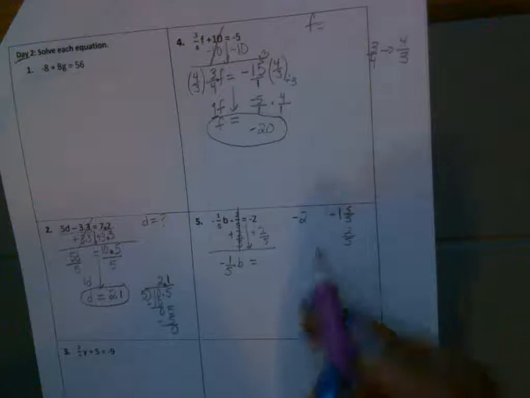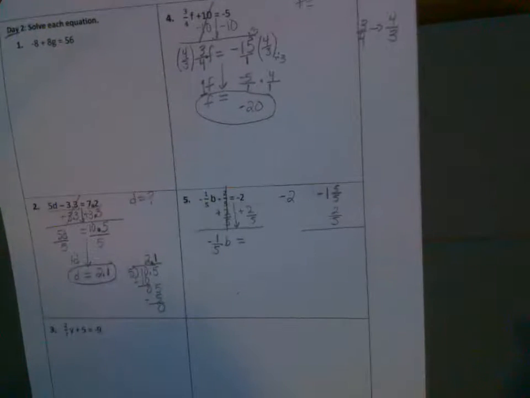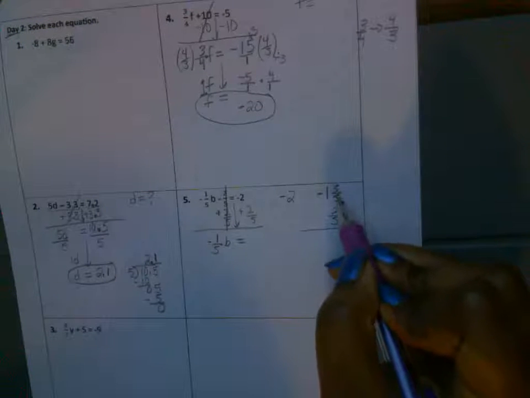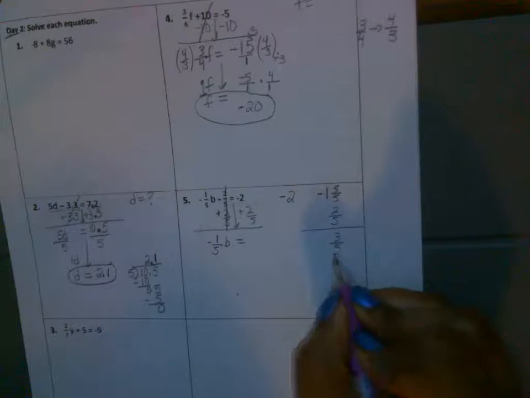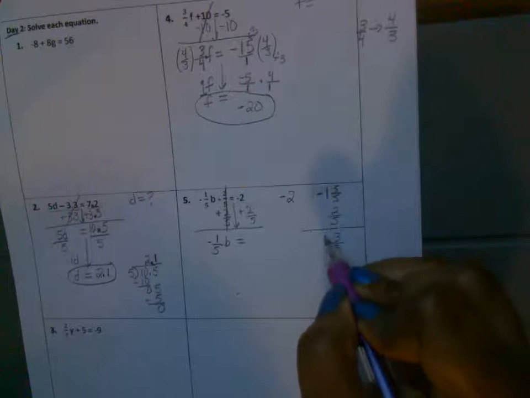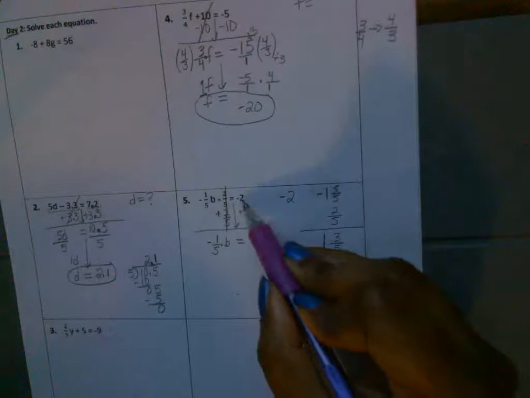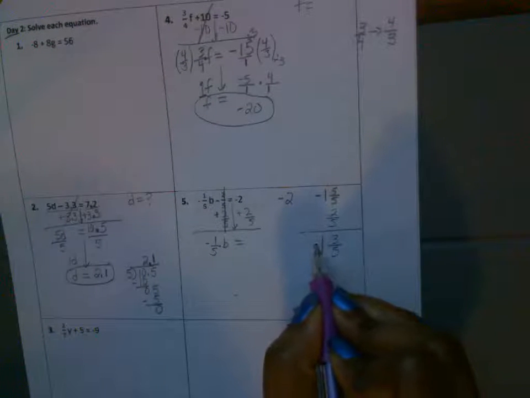1 is positive and 1 is negative, so you're going to subtract to get your answer here. When I subtract my numerators, this is going to give me 3. Denominator stays the same, and bring down the 1. This is negative because this absolute value is bigger than this fraction. So this is going to be a negative 1 3/5.